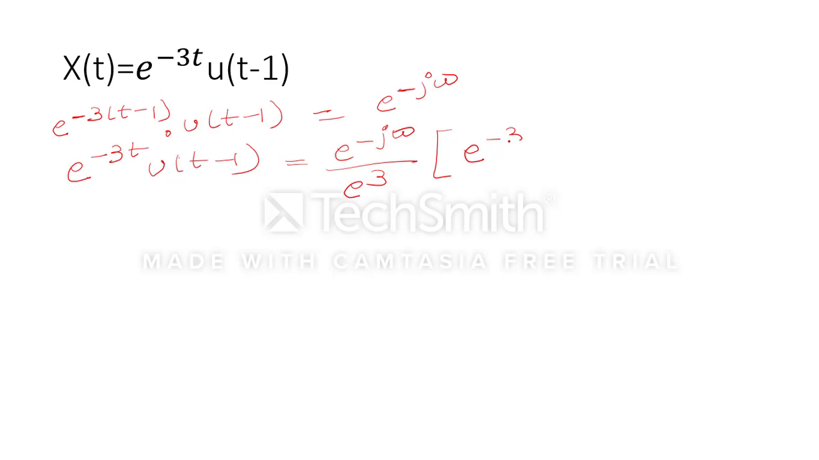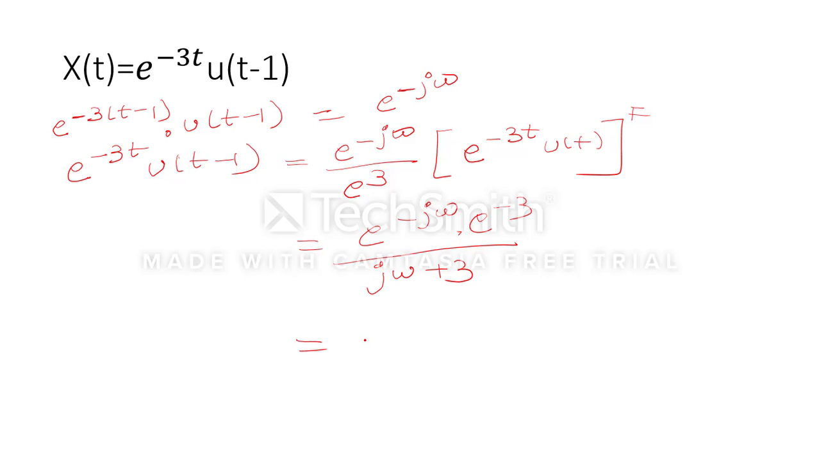e^(-3t) u(t). So if we find the Fourier transform of this function, we will get e^(-jω). If we take it in the numerator, it becomes minus 3, and its value will be jω + 3. So the final result will be e^(-jω-3), we can take common, jω + 3 in the denominator, 1 over (jω + 3) will come.